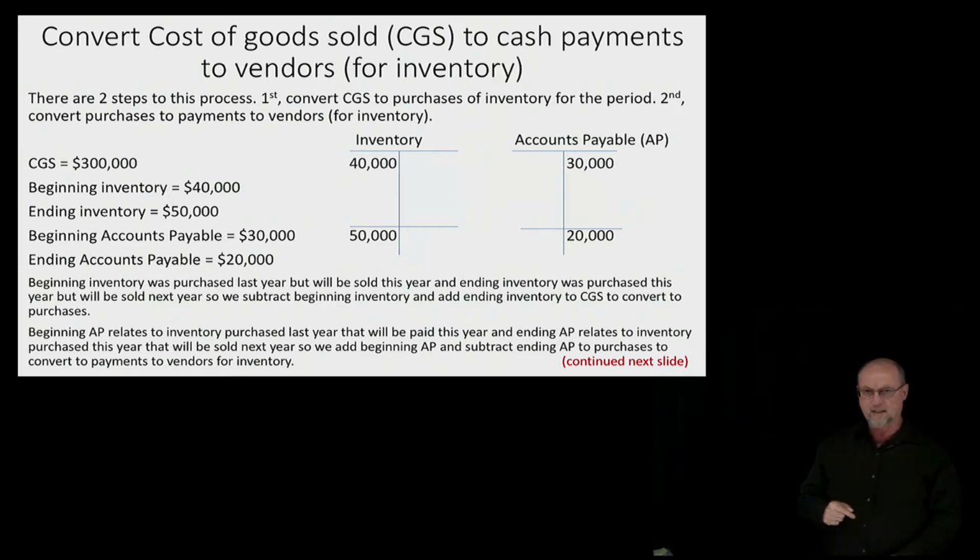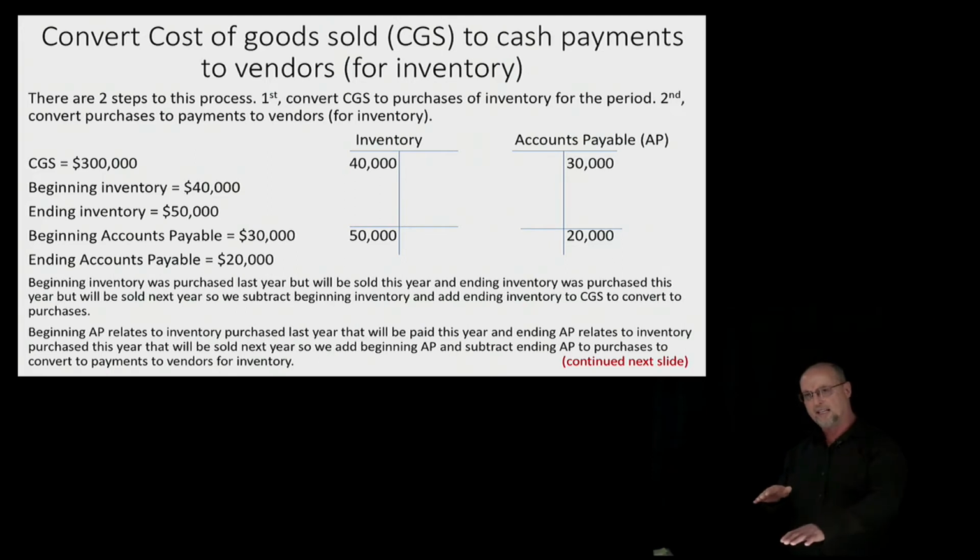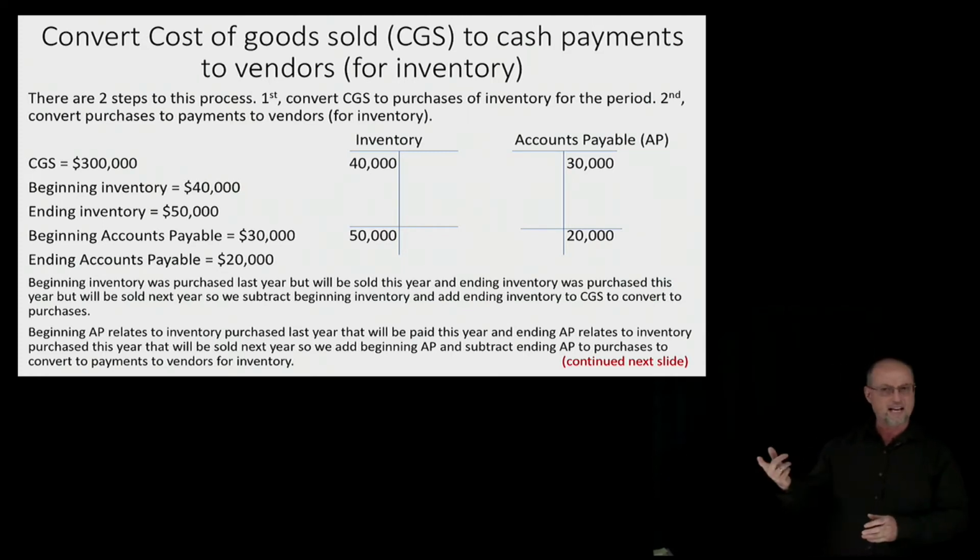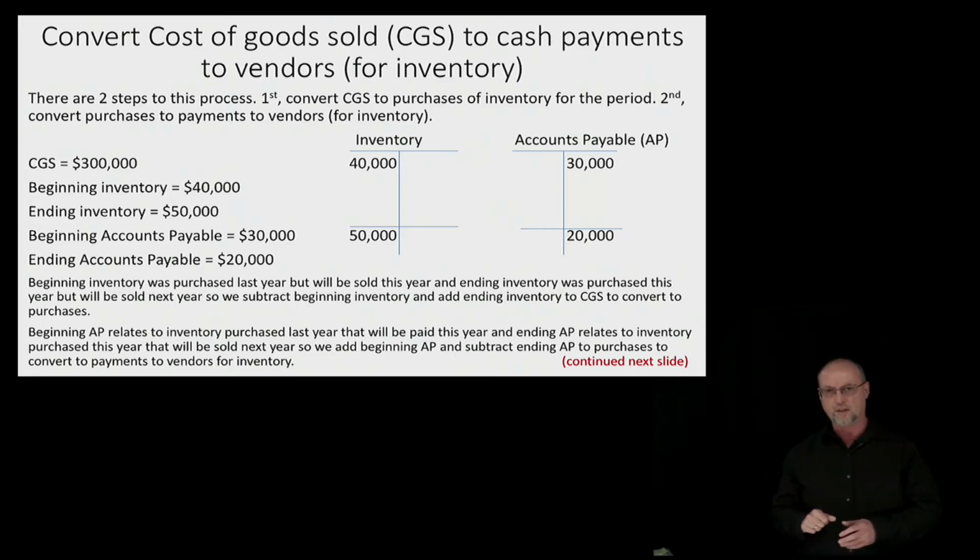Ending inventory, debit inventory, credit accounts payable. Okay? So that was purchased this year, but it's not going to become part of cost of goods sold until next year. So we're going to subtract the beginning inventory since it was purchased last year. It wasn't purchased this year, so subtract beginning inventory, and we're going to add ending inventory since that was purchased this year, but it won't become cost of goods sold till next year. Okay, so by doing that, we're going to convert cost of goods sold to purchases.